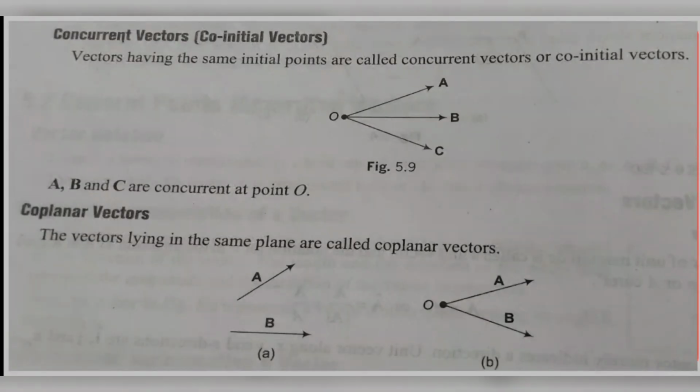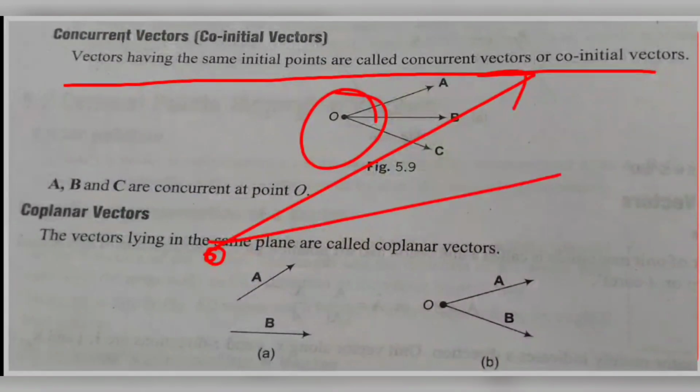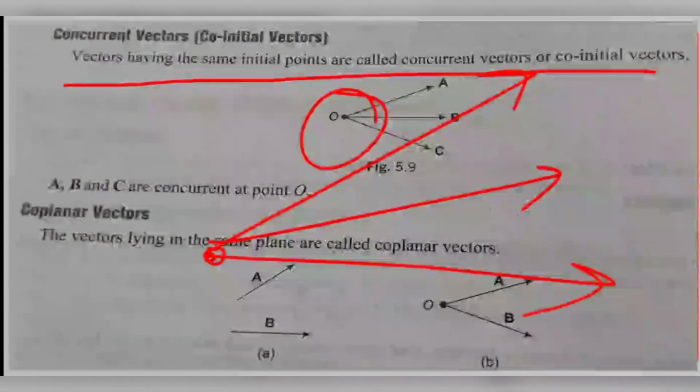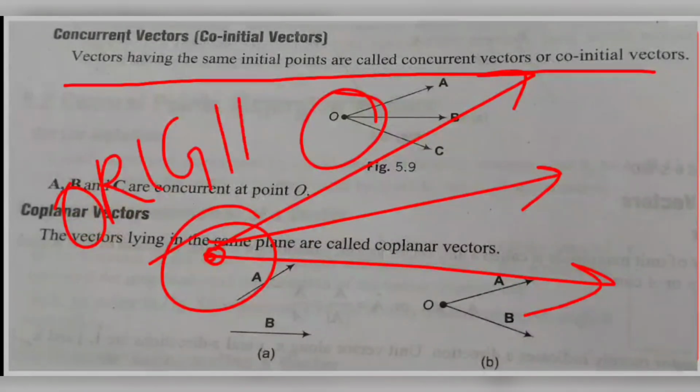Another kind is concurrent vectors, or co-initial vectors. The vectors having the same initial point are called concurrent vectors or co-initial vectors. When we have an initial point, every vector which is moving is having the same initial position, the same origin. So here we say that they are co-initial vectors.